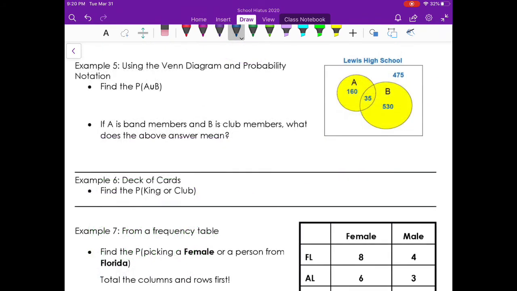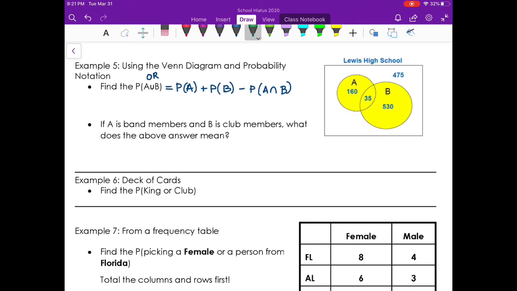For this next example, we also have a Venn diagram, but let's use the formula that we've been given and see if we get the expected result. So to find the probability of A union B, remember that union is another way of saying OR. And so for A union B, we're going to find the probability of A plus the probability of B minus the probability of A intersect B. And this again is the overlap.